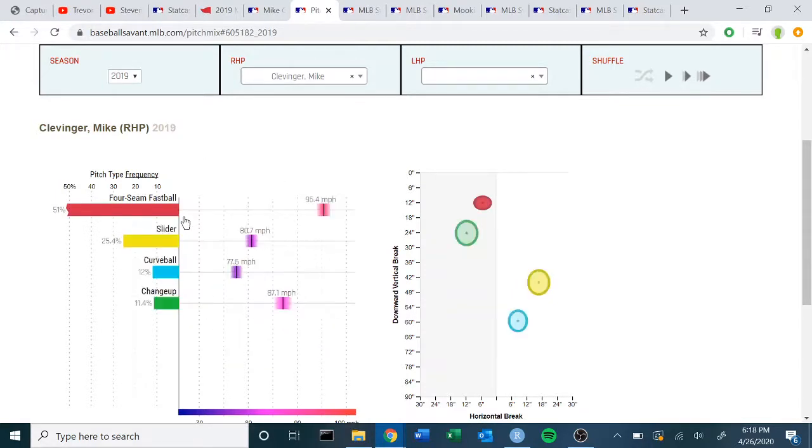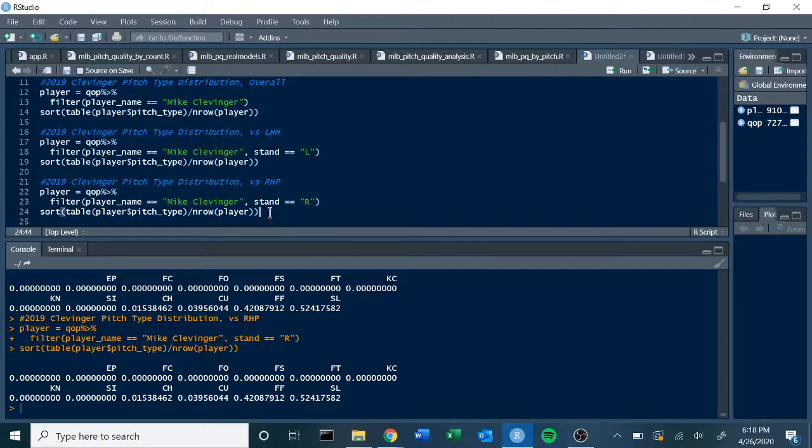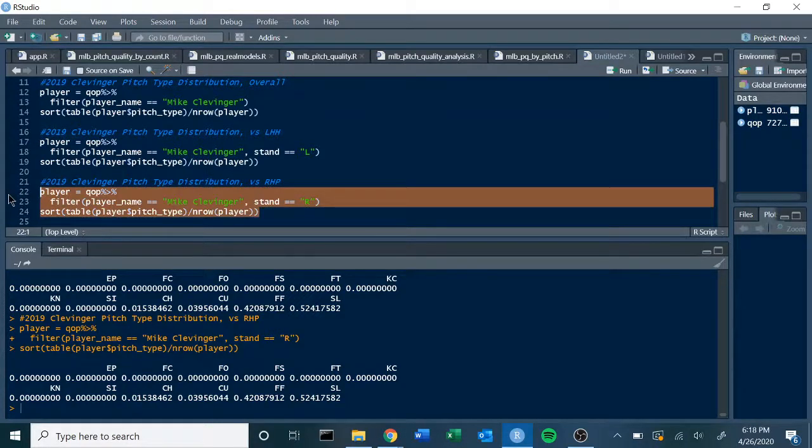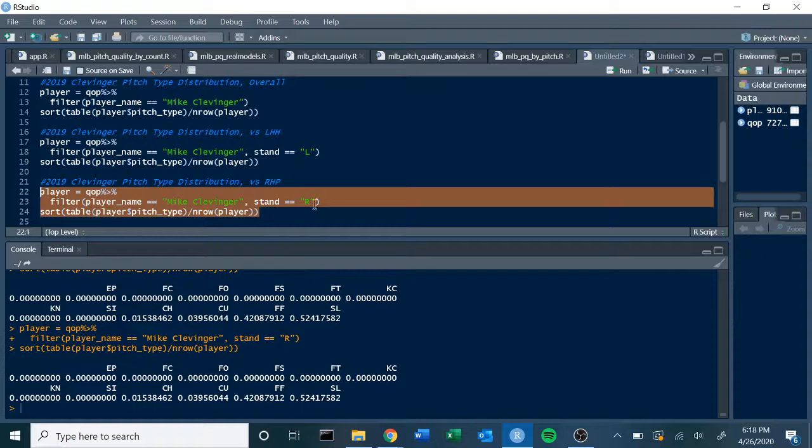Mostly fastball, 50% fastball, 25% slider. Mixes in a curveball and a changeup, 4 distinct pitches. I wanted to dig a little bit deeper here and see what he throws against right-handed batters, more specifically, since Mookie Betts is a righty. I went ahead and did that using this line of code here. Again, publicly available data. And we find that against righties in 2019, Clevenger threw a four-seam fastball about 42% of the time, slider about 52% of the time. Only about 5% of his pitches were not a fastball or a slider.